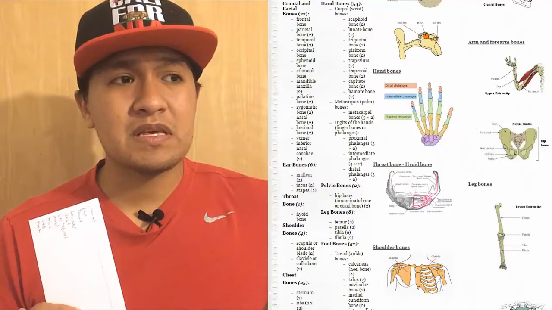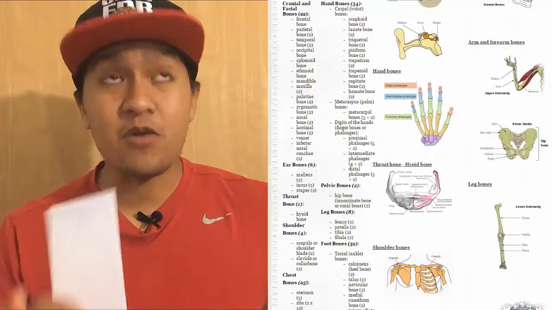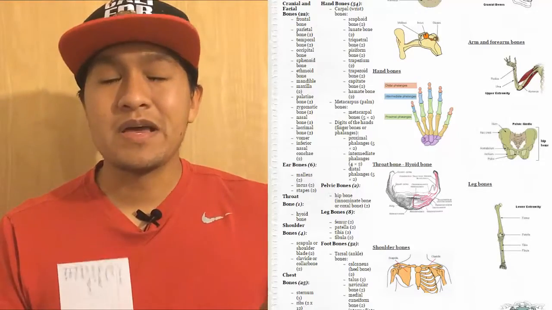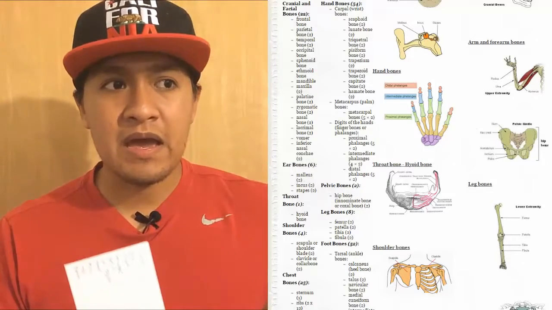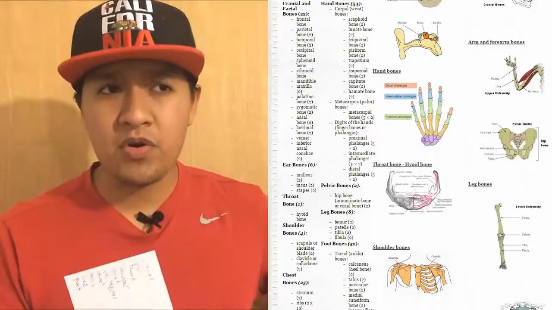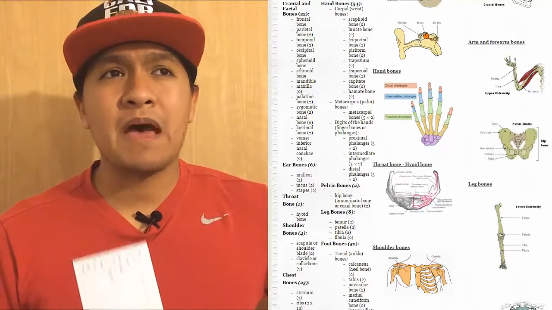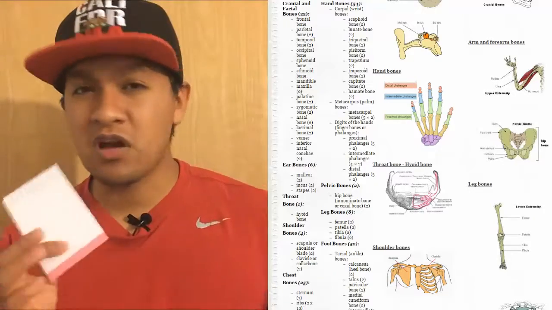Then you have, I believe, the zygomatic bone. There you go. Then you have the nasal bone, the lacrimal bone, then the vomer. After that is, I believe, the inferior nasal conchae.